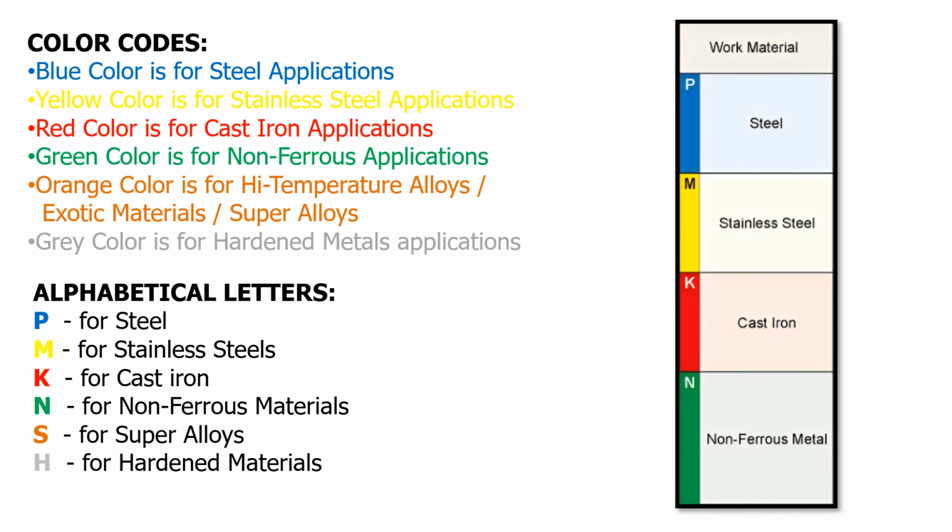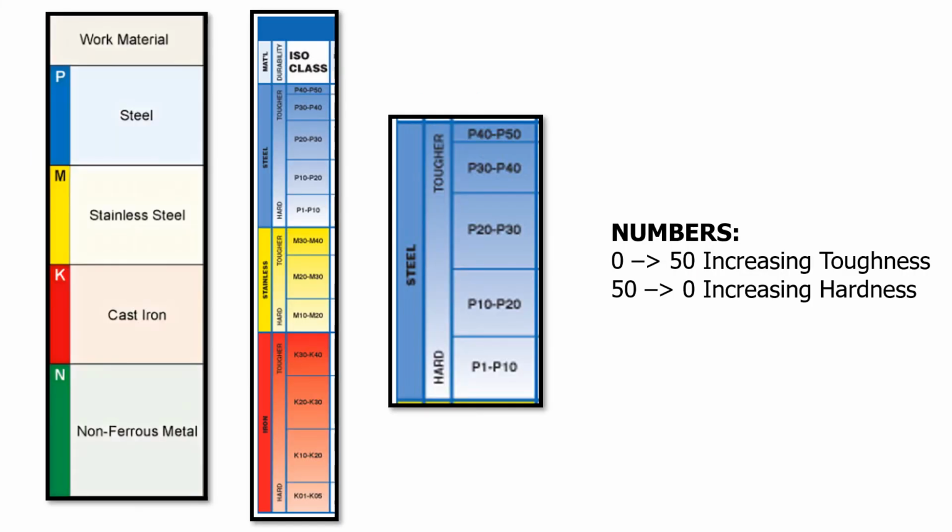Here we can see the standard ISO color coding identification system for carbide inserts. In this example, P is for steel, which is blue, K, red, for cast iron, etc. Here we can see each designation is numbered 0 to 50, increasing from hardness to toughness. If I was machining a very hard steel, I'd select a grade from P1 to P10. If I required toughness, for example an intermittent cut, I'd select a grade P40 to P50.